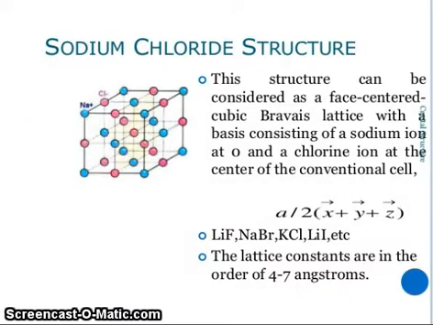Now sodium chloride structure can be considered as a face-centered cubic Bravais lattice with a basis consisting of sodium ions and chlorine ions at the center of the conventional cell, that is a/2 in the x direction plus y direction and z direction. Examples are lithium fluoride, sodium chloride, sodium bromide, potassium chloride, lithium iodide, etc. The lattice constants are in the order of 4 to 7 angstroms.